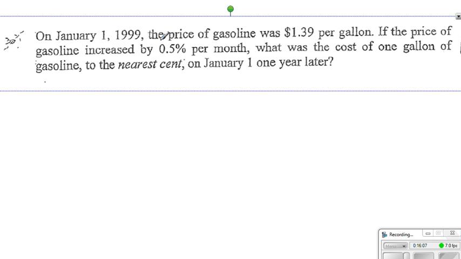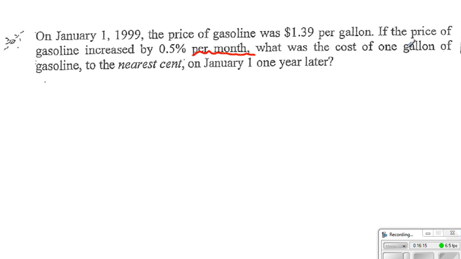Similarly here, we have 1999, it was this much, increased by 0.5% per month. Notice that it was per month. Of the 1 year later, that means this increase happened per month. Therefore, we are looking at 12 periods of this increase happening. Then what we're looking at is 1.39 times 1 plus 0.005. But the time has to be 12 because 12 periods of this actually happen.